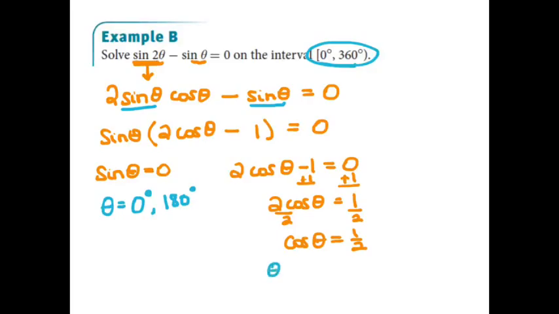So now we're ready to solve for theta. Cosine theta is equal to 1/2 at the 60-degree angle. Cosine is positive, 1/2 is a positive value, so we want to think, where else is cosine positive? That would be in quadrant 4. So I want the 60-degree angle that's in quadrant 4, which would be 360 minus 60, or 300 degrees. And so there's our 4 answers to that equation.